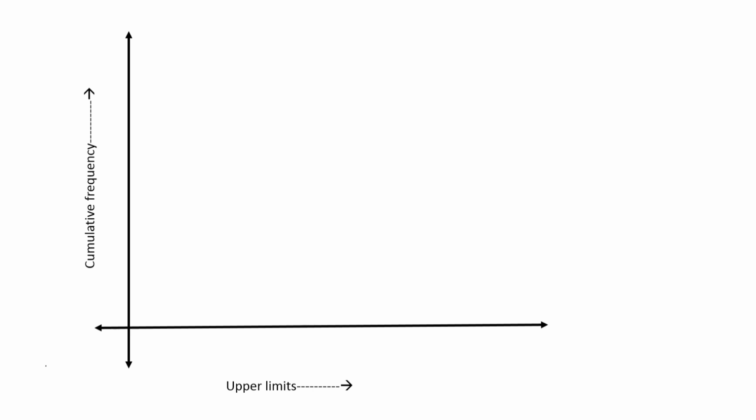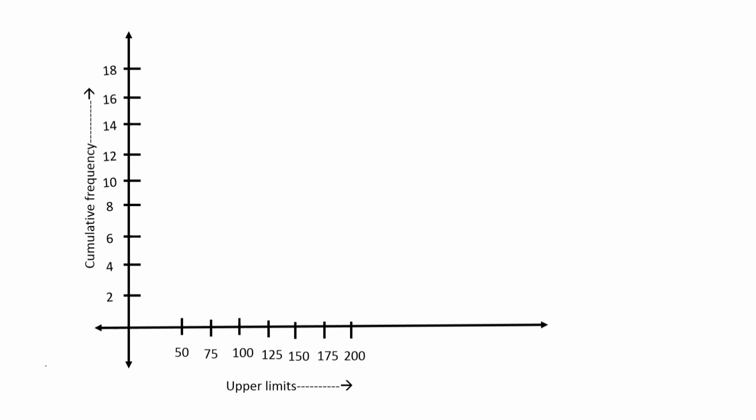Let us have upper limits along the x-axis and cumulative frequency along the y-axis. Upper limits, we know, are 50, 75, 100, 125 like that, and cumulative frequencies are 2, 4, 6, 8. Then plot the points 50, 2; 75, 4 like that. Go on plotting the points. Join them by a smooth curve, which is the less than type ogive.